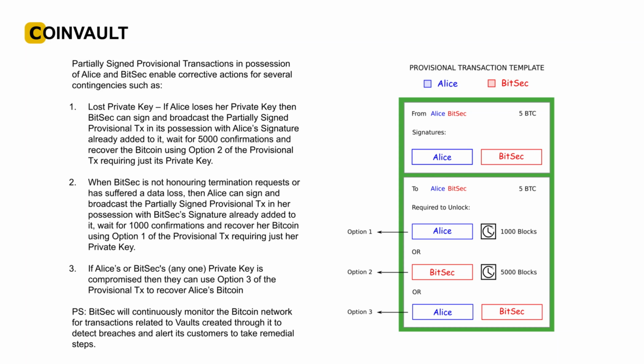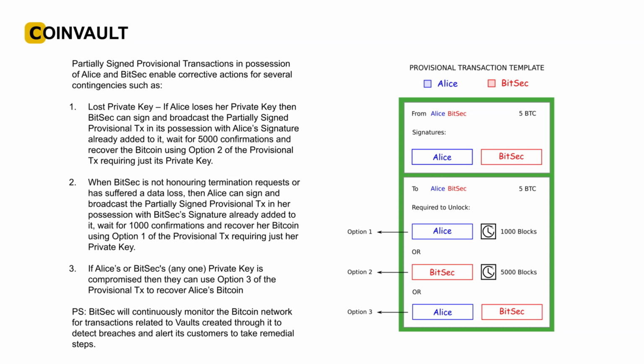Or, Alice can sign, broadcast and spend from the provisional transaction all by herself, using option 1 and the signature generated using her private key, once 1,000 blocks are created on the underlying blockchain after the block confirming the provisional transaction. This is useful when BitSec has suffered a data loss due to unforeseen circumstances, or has gone rogue, and is not responding to Alice's vault termination requests.